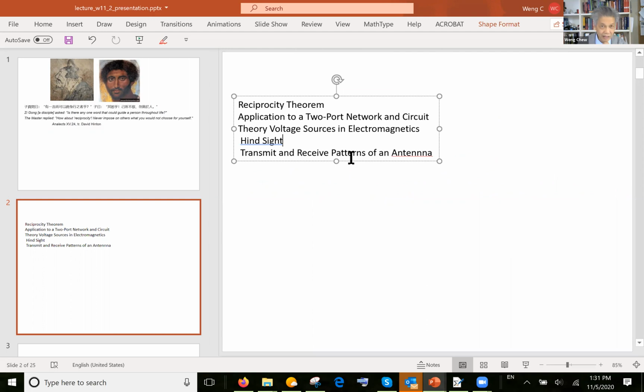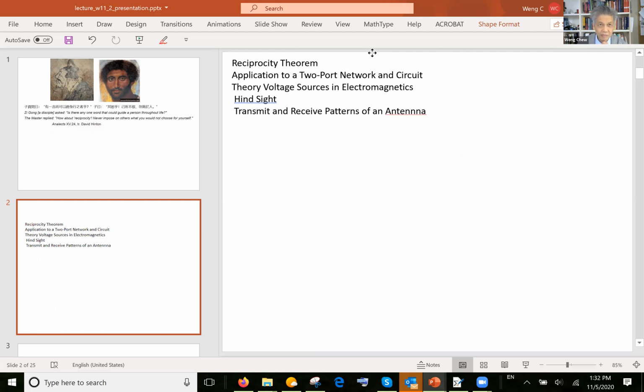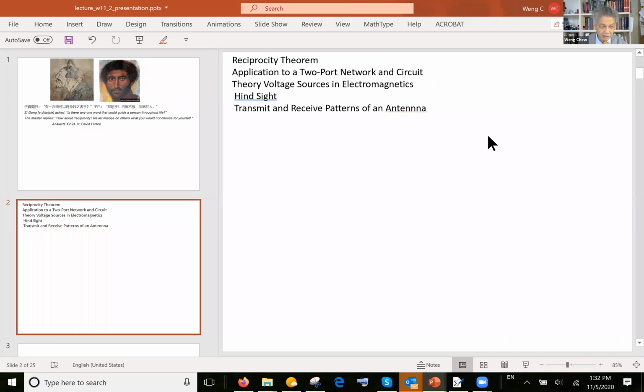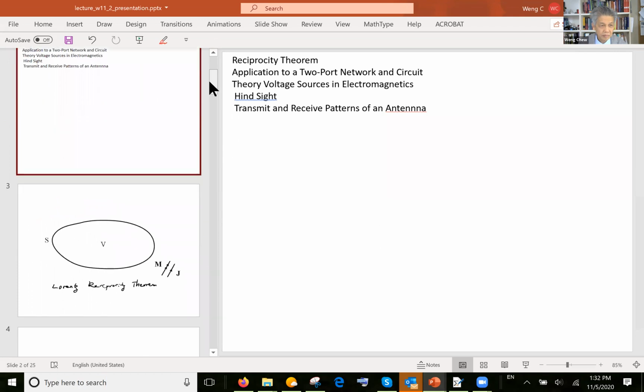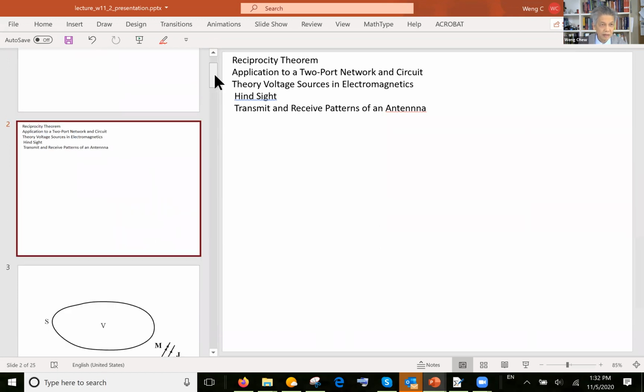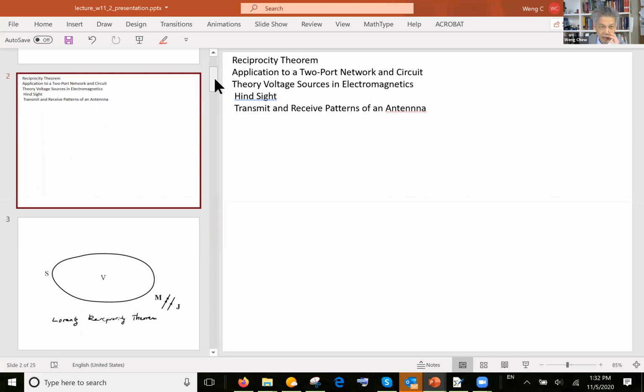So I'm going to discuss reciprocity theorem. It is a mathematical way of stipulating the relationship between two groups of sources. Okay, so if you have say two groups of sources, and then you can actually have that sources being turned on and off.